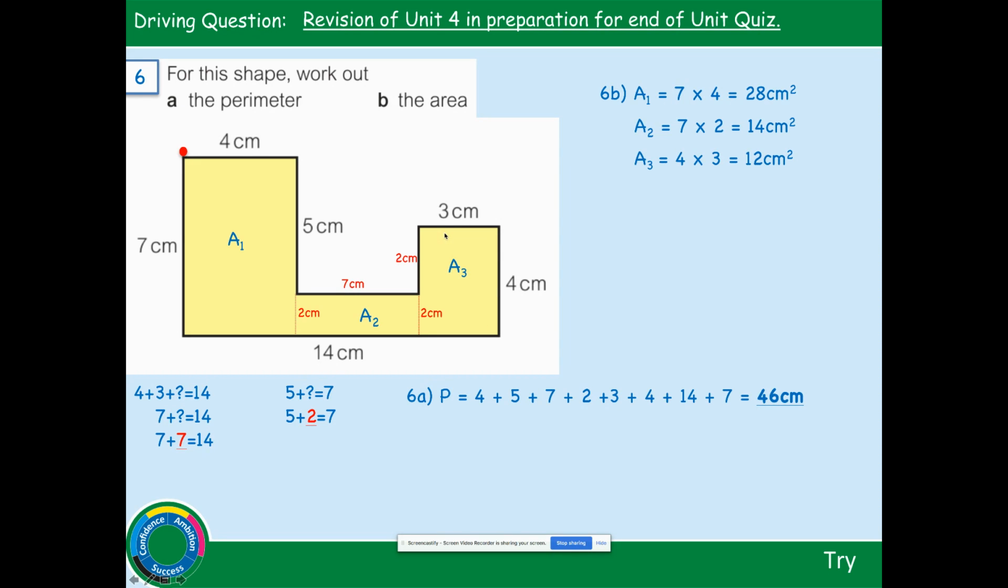So to get the whole yellow shape, I need to add those 3 answers together. So 8 add 2 is 10, that's 14. Carry 1, 3, 4, 5. So it's going to be 54. Oh, I'm doing it in bits. There's my 14 and then 5. 54 centimetres squared.